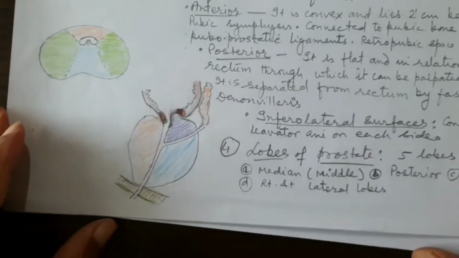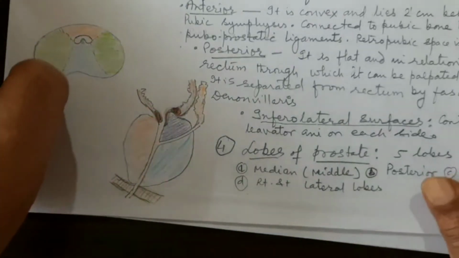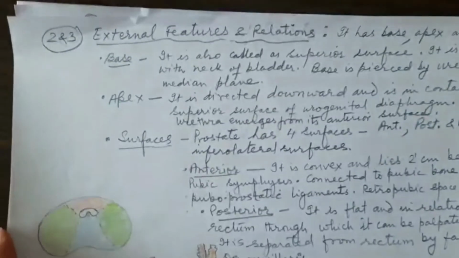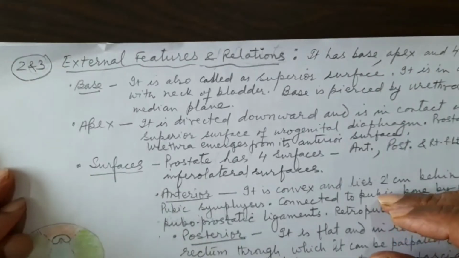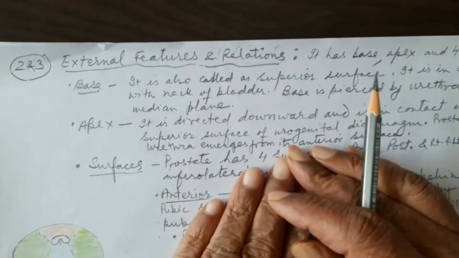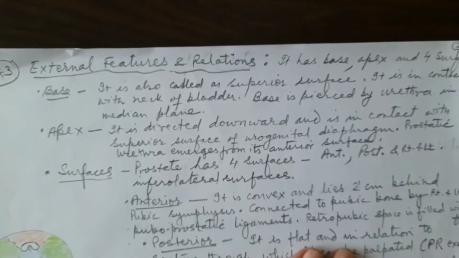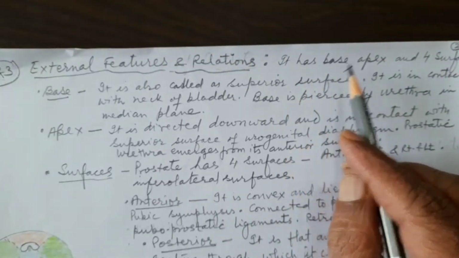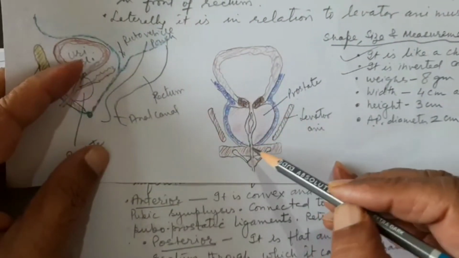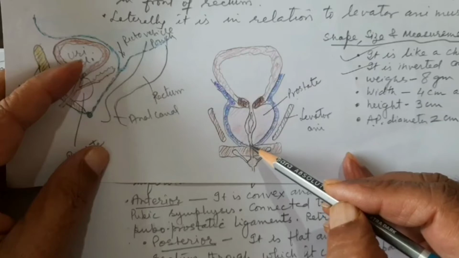Let us go to the external features, and at the same time I will tell you its relations also. When I am telling you the external features, I will tell you the relations also. So please note down accordingly. We have seen that it has a base, an apex, and 4 surfaces. See, this gland has a base, an apex, and there will be 4 surfaces.